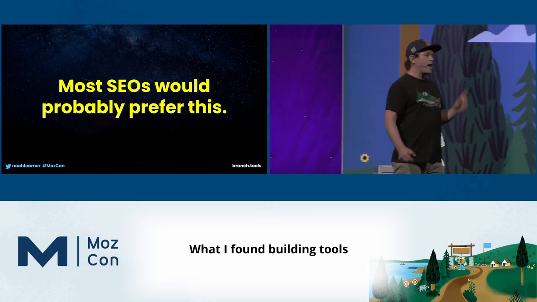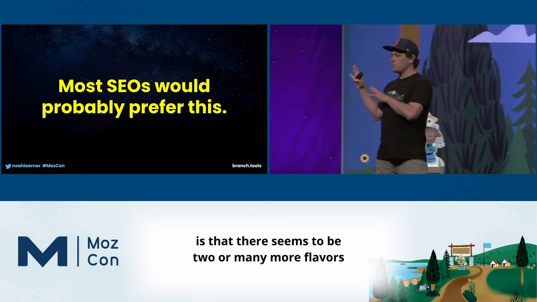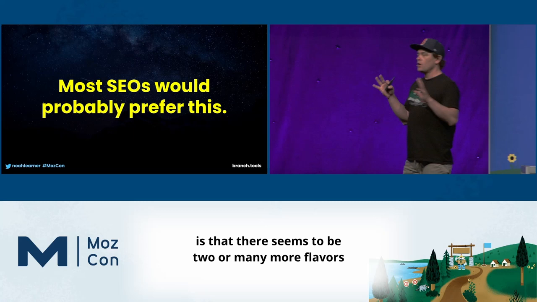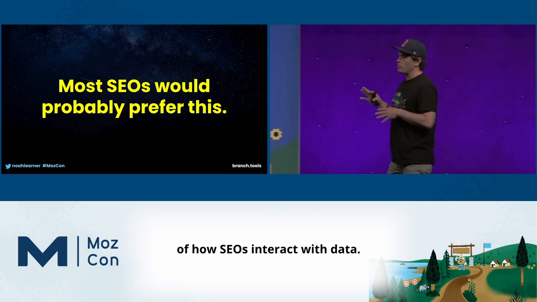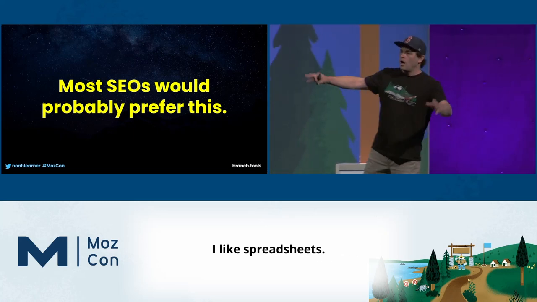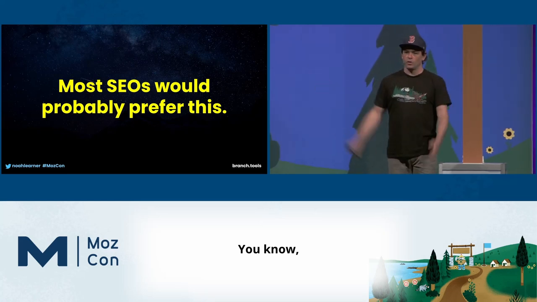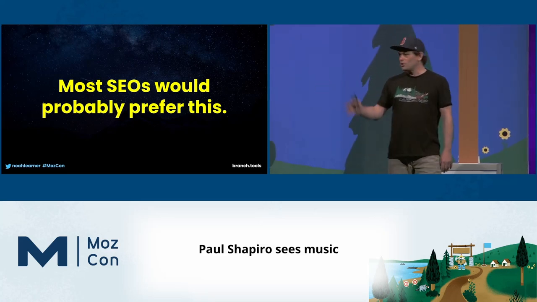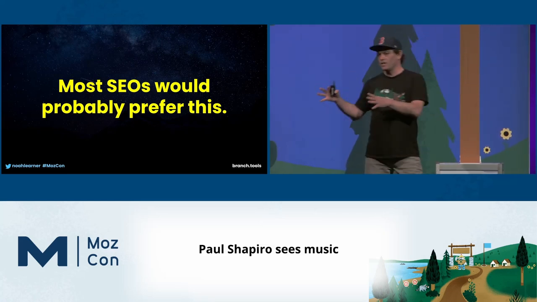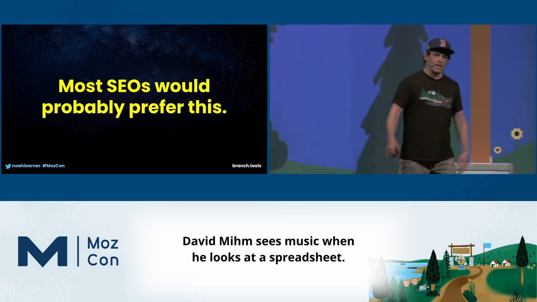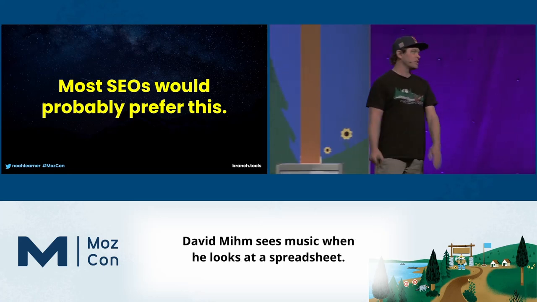What I found building tools is that there seem to be two or many more flavors of how SEOs interact with data. I like spreadsheets. Paul Shapiro sees music when he looks at a spreadsheet. David Mim sees music when he looks at a spreadsheet.